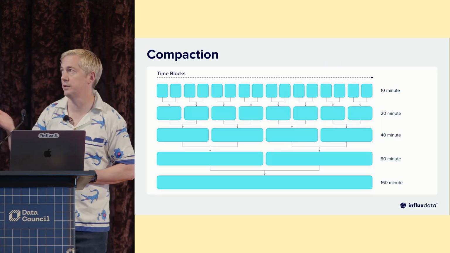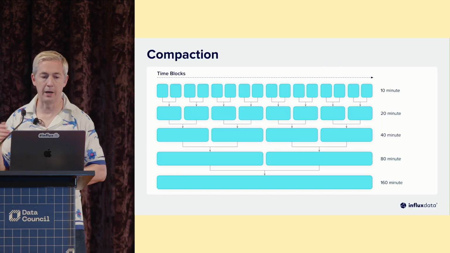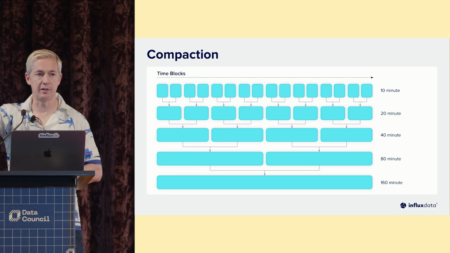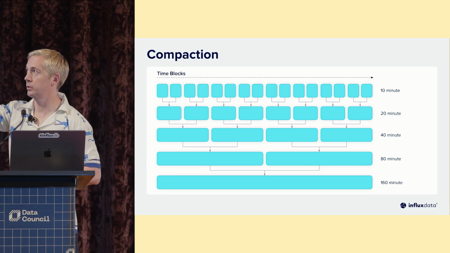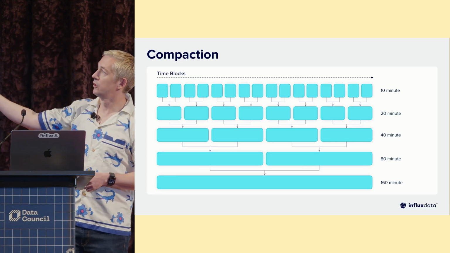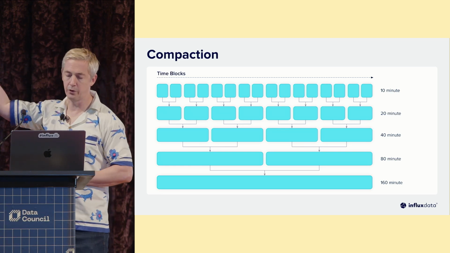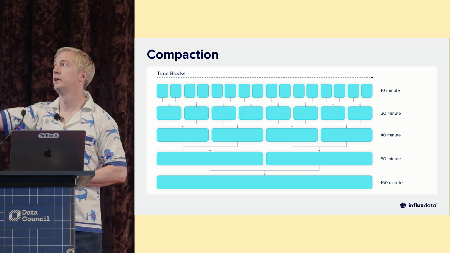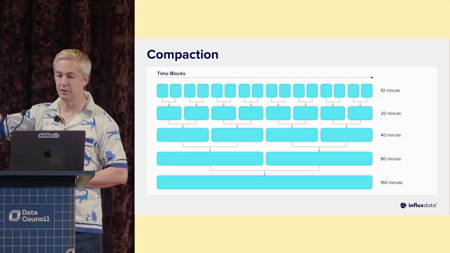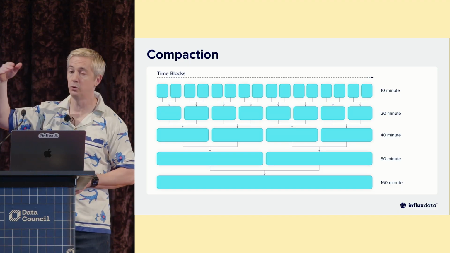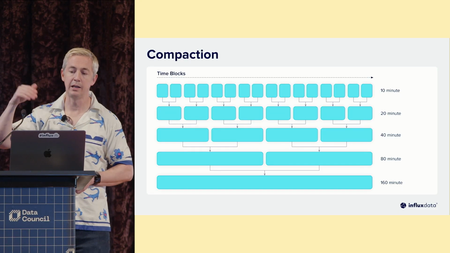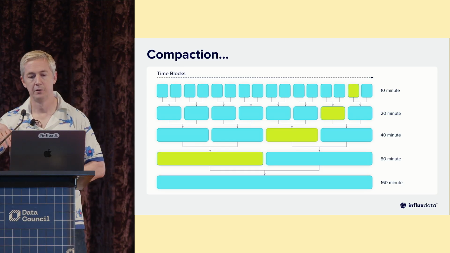So the first bit is compaction of the time blocks, right? In the top row, we have these 10-minute blocks of time, and that's what it would look like. So if we're going to query this 160-minute block of time, we're going to hit all 24 of those blocks up top. Or if we have this compaction, in this example, we're just going to compact into 20, then 40, then 80, then 160-minute blocks.